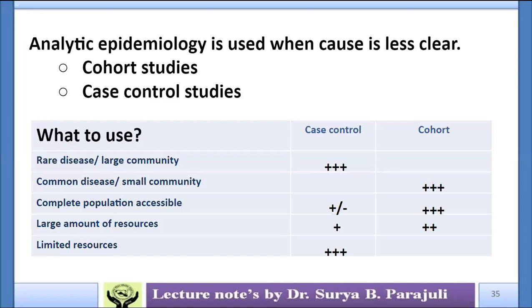So from this table, you need to identify the most important part: if your disease of study is a rare disease and you have limited resources, the best method of epidemiological study design is case control study, because this is a common question. It's also called retrospective study.